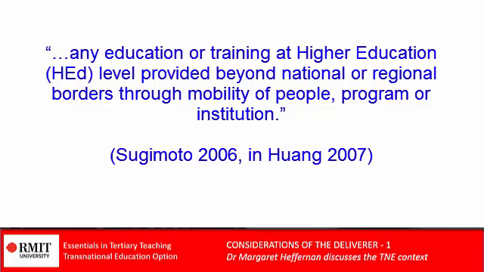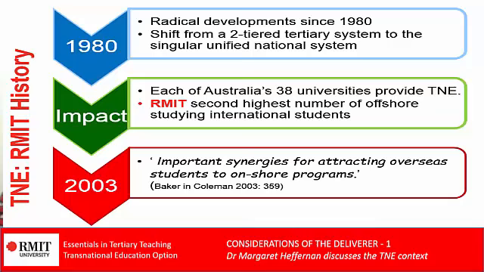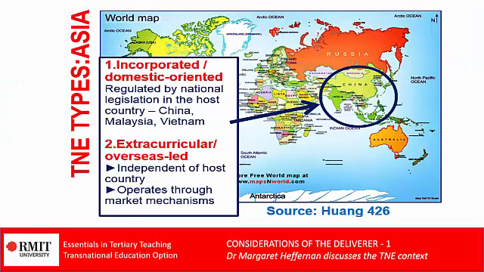Now, if we look at RMIT's history and its contribution to TNE, you can see since 1980, so some decades ago, that it shifted from a two-tiered tertiary system to the singular unified national system it now is. It's had massive impact. It's got the second highest number of offshore studying international students of any of Australia's 38 universities, and particularly in 2003, which is now over a decade ago, it was recognised as having important synergies for attracting overseas students to onshore programs. So there's more than one type of TNE, and if we look at Asia, for example, we've got two examples there.